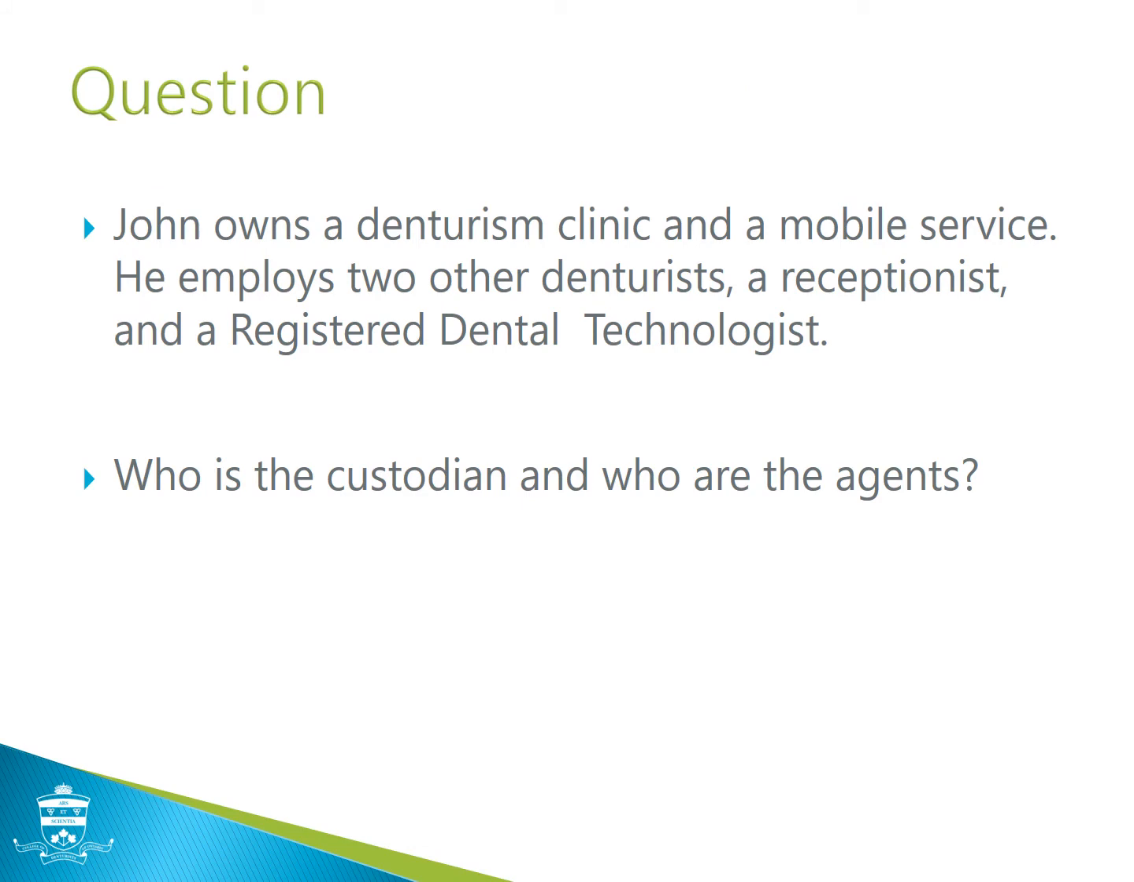John owns a denturism clinic and a mobile service. He employs 2 other denturists, a receptionist, and an RDT. Who is the custodian and who are the agents? In this scenario, John is the custodian and all of the other employees are the agents. Therefore, the 2 other denturists, the receptionist and the RDT, would be considered agents of the record.